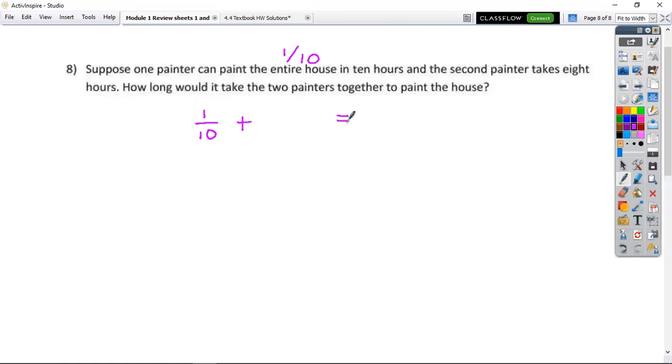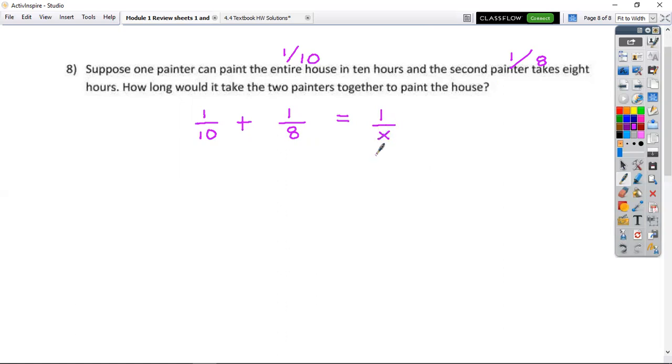A second painter is going to take 8 hours. So she's going to paint one house over the course of 8 hours. So one house over the course of 8 hours. How long is it going to take the 2 painters if they work together? So that would be 1 over x.